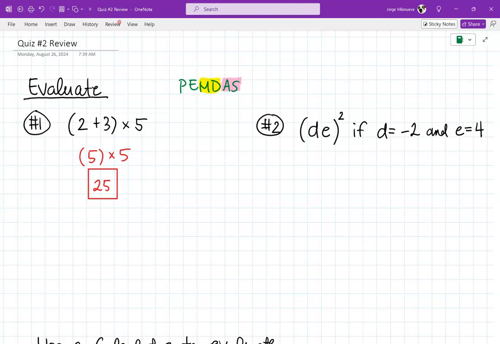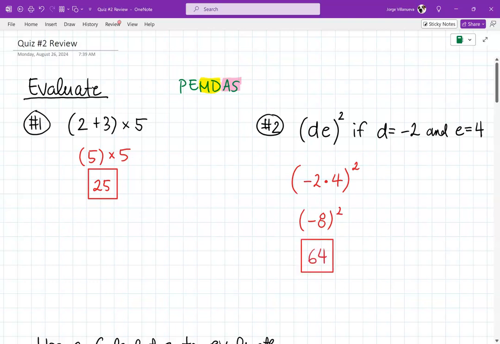All right, next one, d times e quantity squared if d is negative 2 and e is 4. So let's go ahead and plug it in. D is negative 2, e is 4, and we're going to square it. Negative 2 times 4, that's going to be a negative 8. And if we square that, we get a 64.